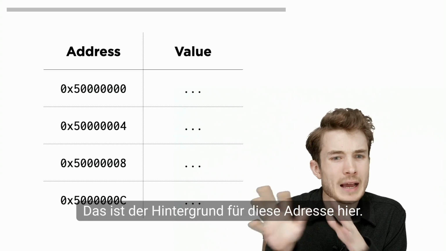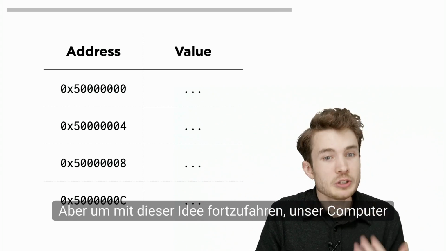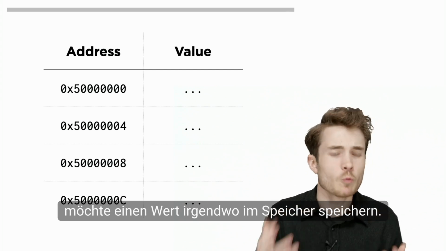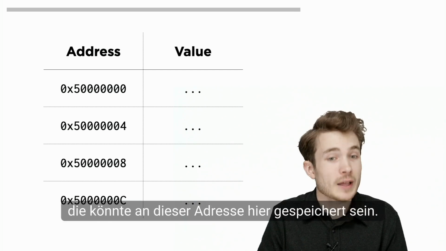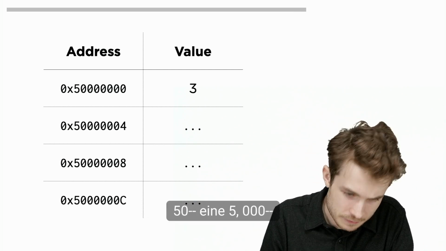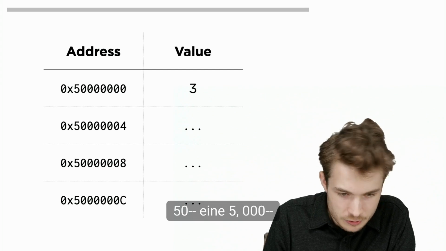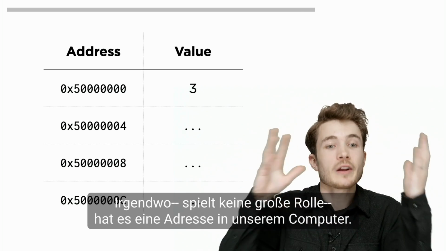So that's the background for this address here. But to keep going with this idea, our computer wants to store some value somewhere in memory. And so for that calls variable we saw earlier, well, that could be stored at this address right here. 0x, let's see, 5, and 7 zeros. So 0x, 5, and 7 zeros. Somewhere, doesn't quite matter.